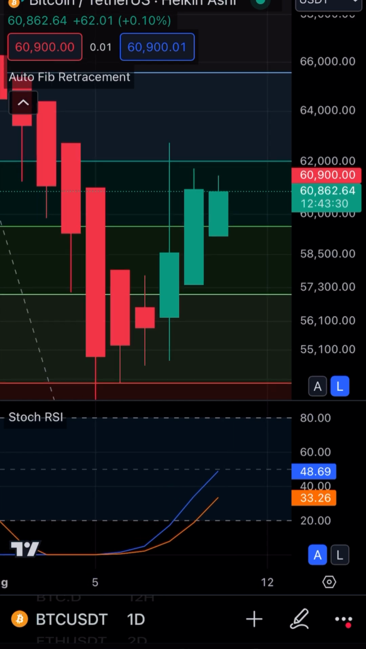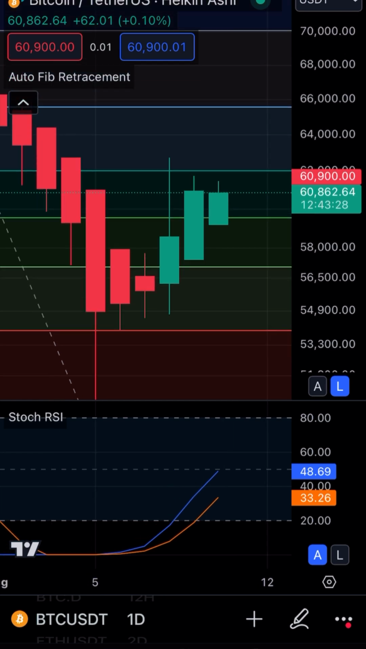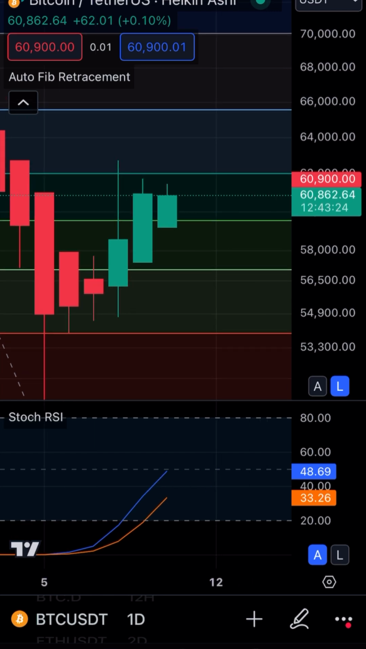That's just a simple way, and you also check your stochastic for other confirmation. That's an easier way of understanding where the market is going. I'll look at a longer time frame, the day or the 6 hour, to really get a good idea of where the price is going.